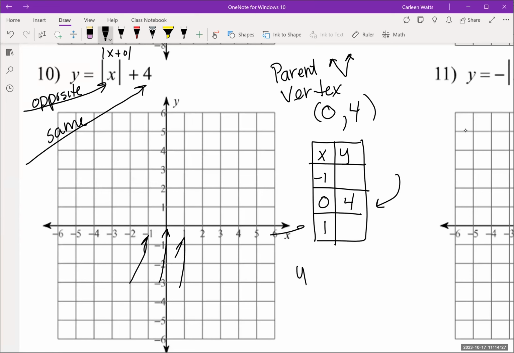Now we need to plug in absolute value of -1 plus 4. Absolute value is always positive. Plus 4 is 5.